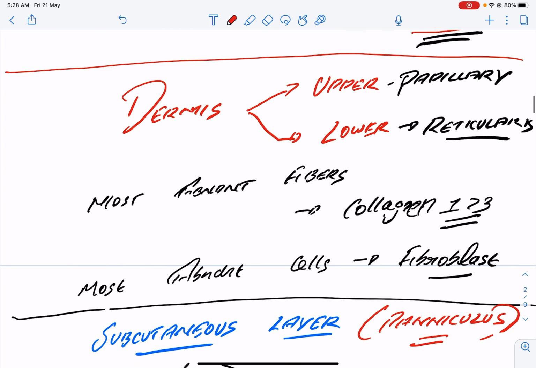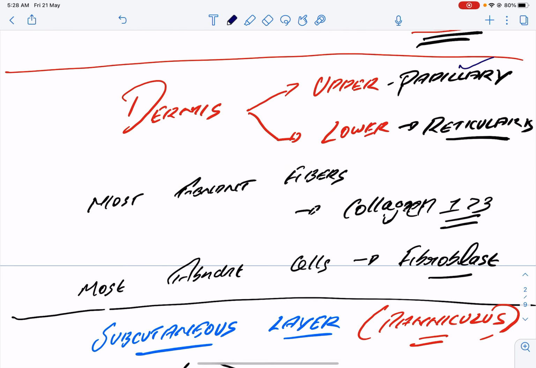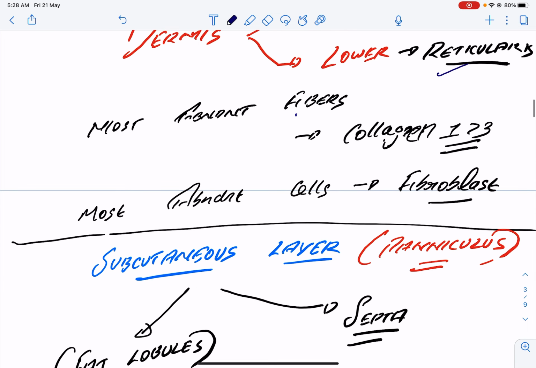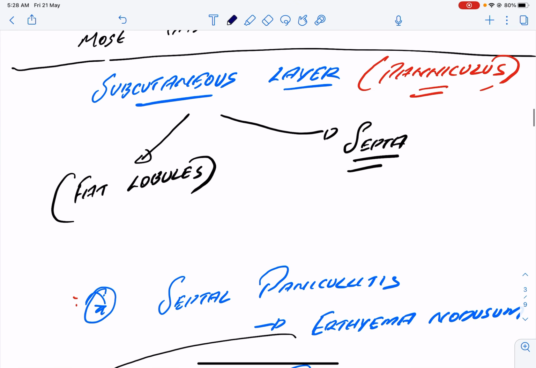Dermis has upper and lower parts. Remember, upper means papillary, lower means reticular. Most abundant fiber is collagen 1, and that is more than collagen 3 in the dermis layer. Most abundant cell is fibroblast. That's what we talk about dermis. Then we talk about the last layer in the skin, that is the subcutaneous. It is also called panniculus. We have fat lobules and septa there.